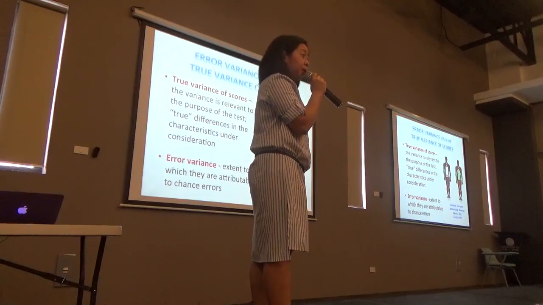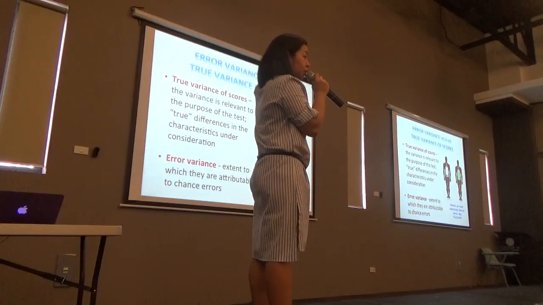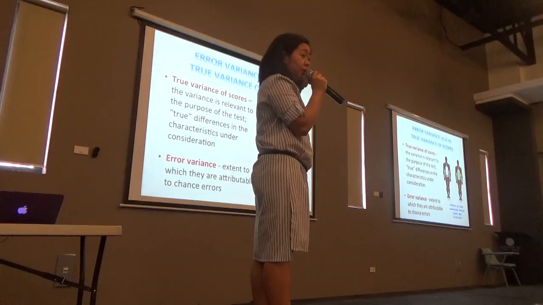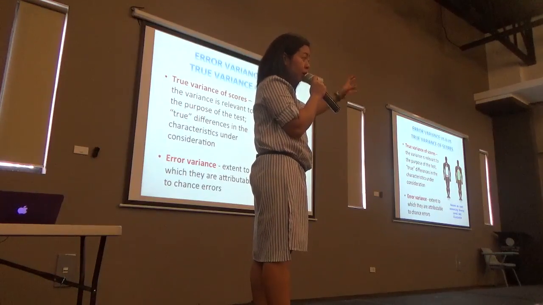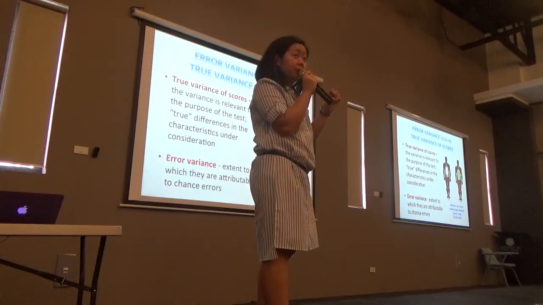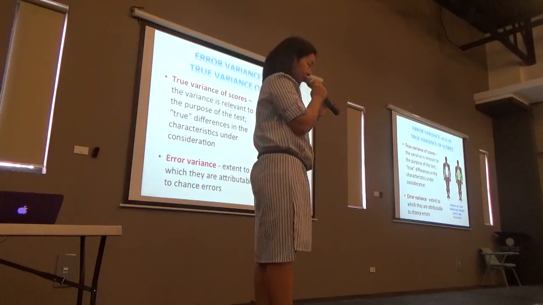So in reliability, we look at the true variance of scores. Okay? So even if there's variability, it's expected. And it's true of the construct that you're measuring. This is clear? Okay.